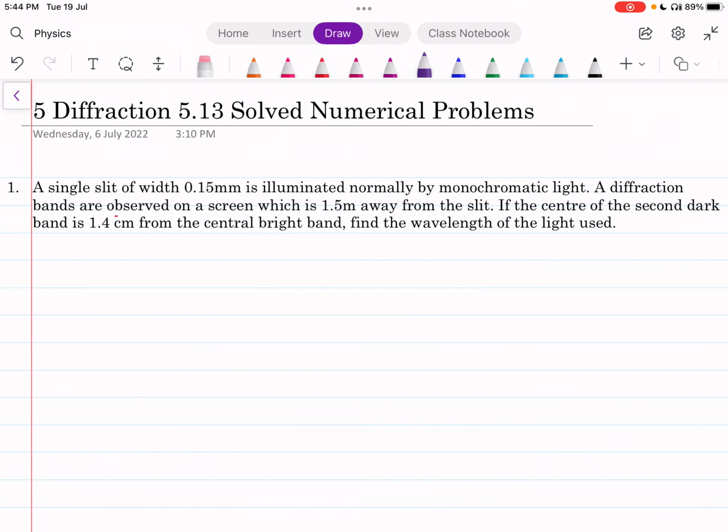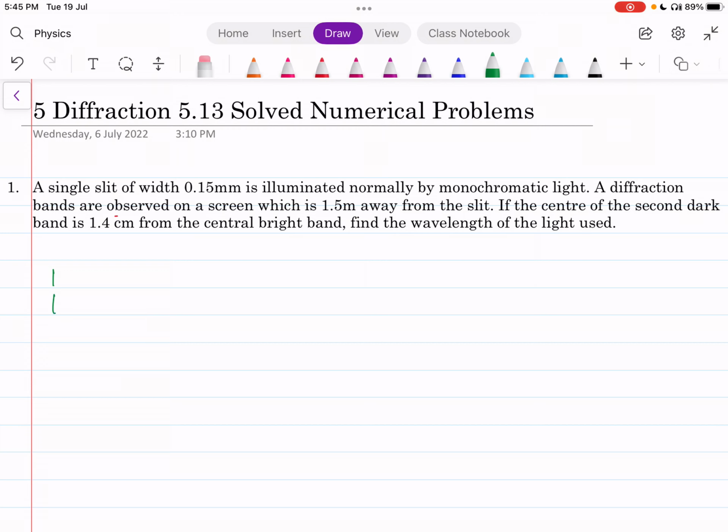Let's solve some numerical problems on diffraction. The first problem is: a single slit of width 0.15 mm is illuminated normally by monochromatic light. The diffraction bands are observed on a screen which is 1.5 cm away from the slit. If the center of the second dark band is 1.4 cm from the central bright band, find the wavelength of the light used. To understand this, let's draw the diagram.